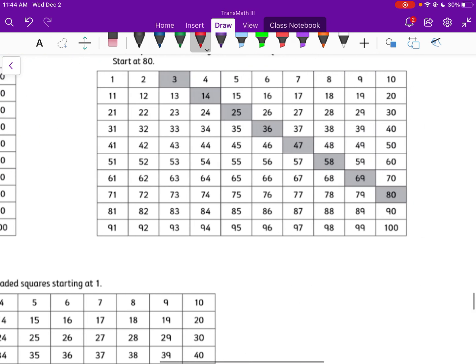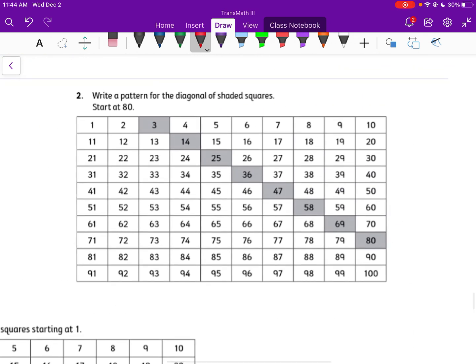Now, number 2: write a pattern for the diagonal of shaded squares starting at 80. So we have to start at 80 and work backwards. What we have to figure out is how am I getting from 80 to 69? If we're going backwards, we have to subtract. So 1, 2, 3, 4, 5, 6, 7, 8, 9, 10, 11. I'm subtracting 11 to get to that previous value. So in this case, the pattern would be n minus 11.